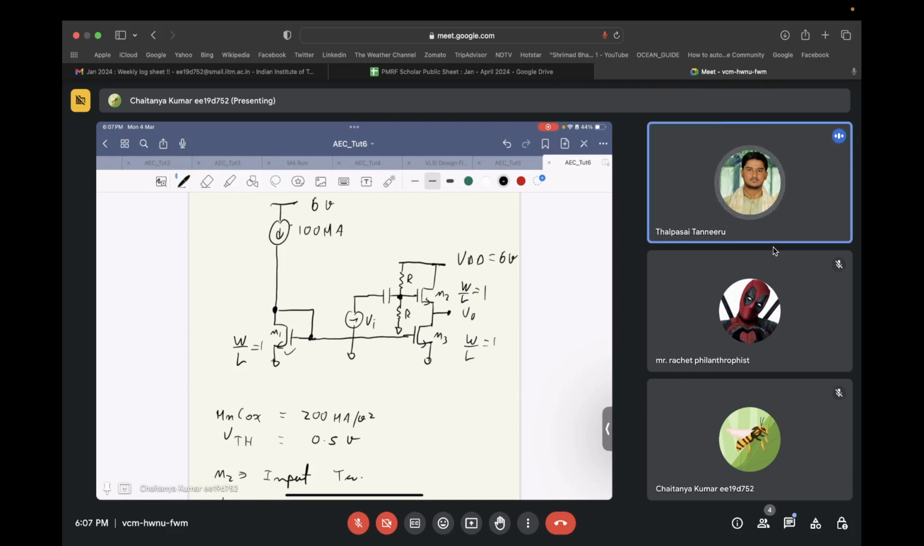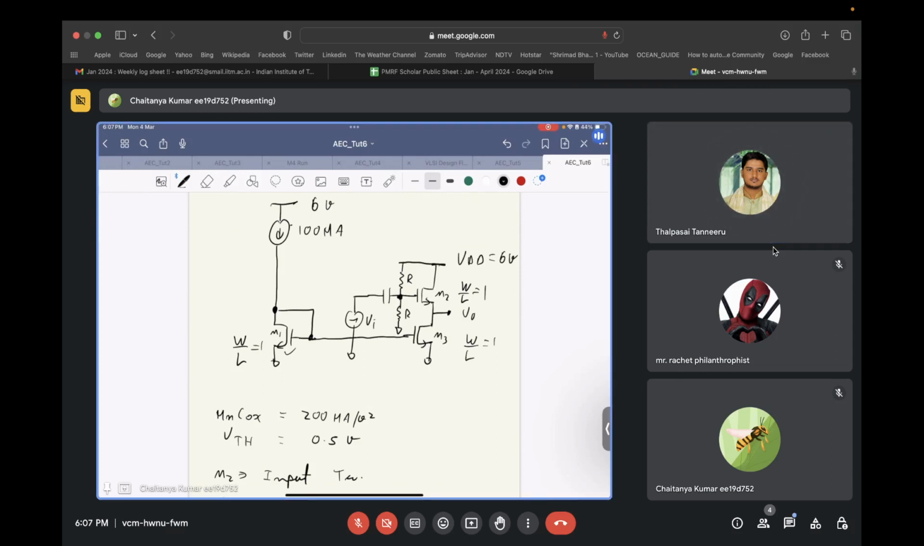How would it be equal, sir? Where are we cascading? We are cascading nowhere. No, sir. M2 and M3 are cascoded, no, sir. It's cascoded. Okay, but cascaded. Sorry, sorry. Yeah, how will that create a difference?